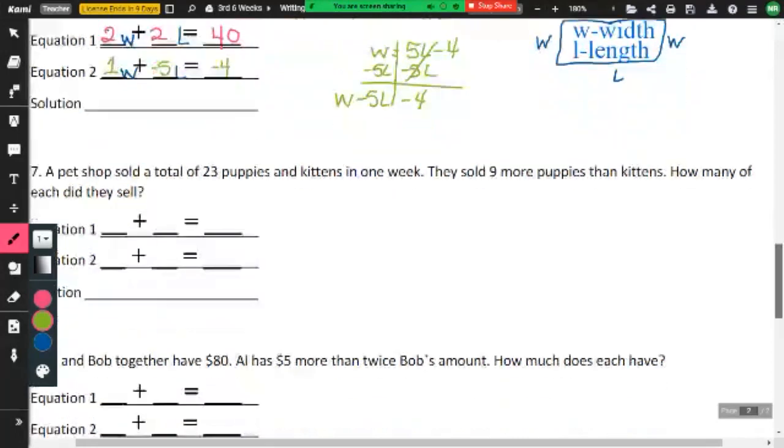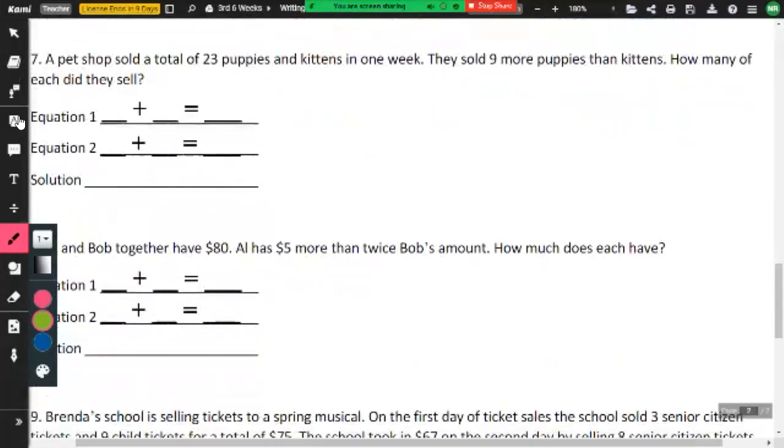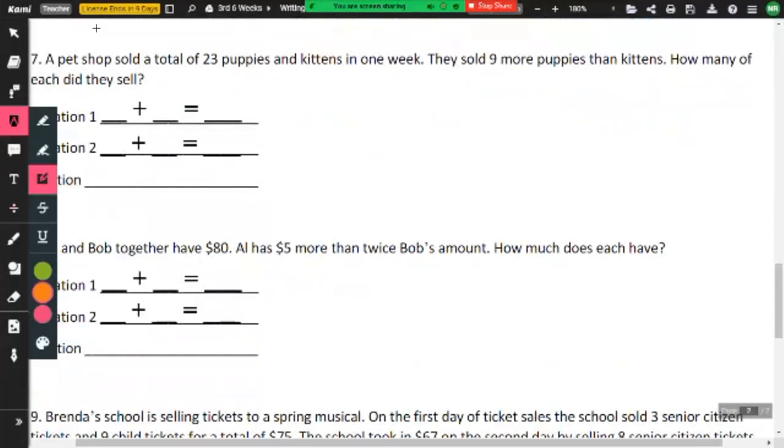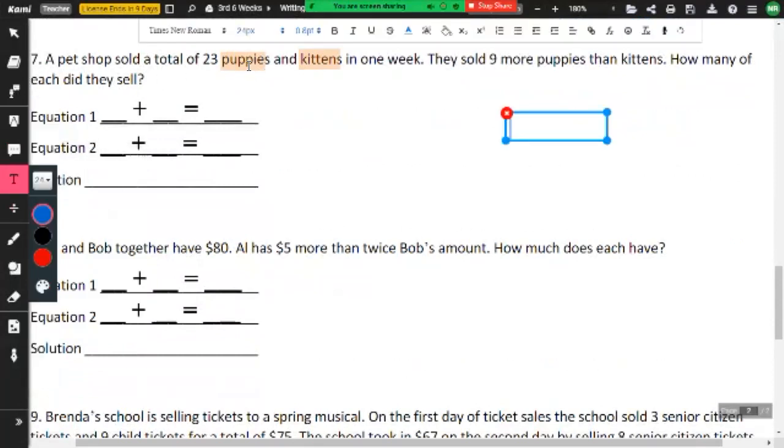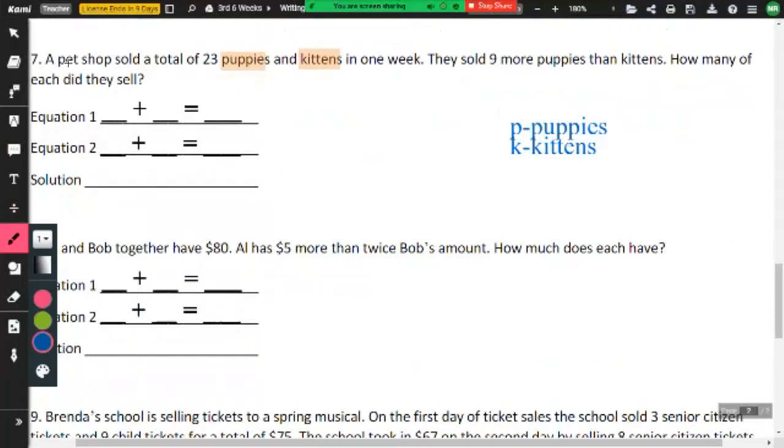Okay, yes, it's okay that 2 of those numbers are negative. You're still going to get a positive answer, a positive solution. Your variables here are puppies and kittens, P and K. Now we get a total of 23 puppies and kittens.